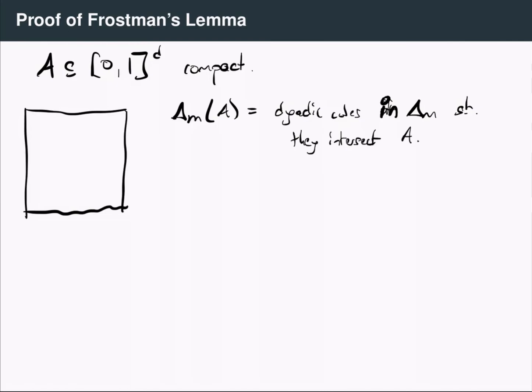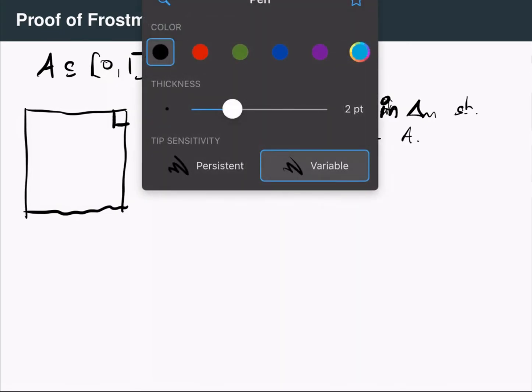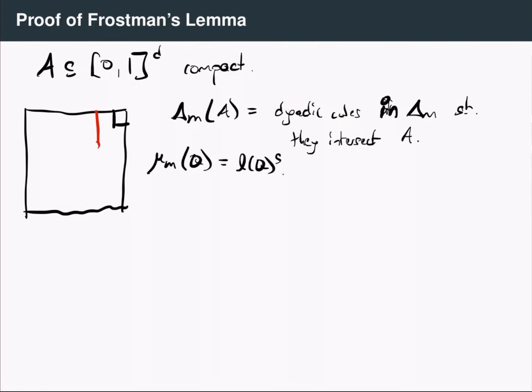Okay, so what I do is that for each cube in delta M, I define a measure mu m. This will be a constant multiple of Lebesgue measure restricted to the cubes in this collection, so that for any cube in this collection, the mu m measure is equal to L of q to the power s, where L of q denotes the side length.